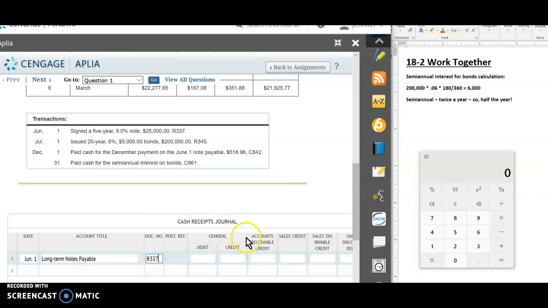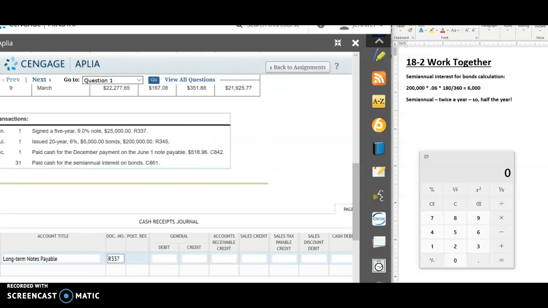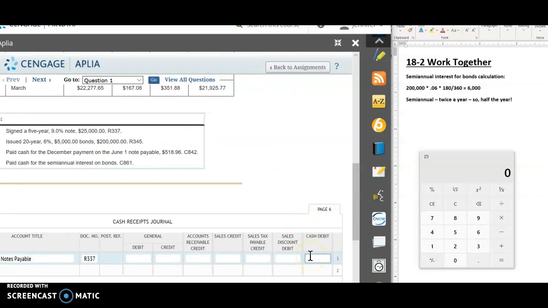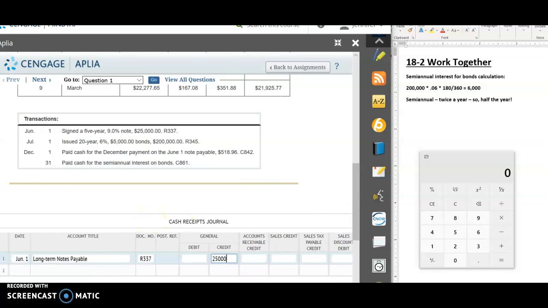And we're in our cash receipt journal, so we have to have a cash debit. We borrowed $25,000, so that goes there, and our credit is going to be general, because if you think about it, none of these special columns here make sense. We're borrowing money. We didn't make a sale, and we're not supposed to be getting any money from anybody. This is just money that we borrowed. Okay, cash receipt journal. All right, so that's your first transaction.